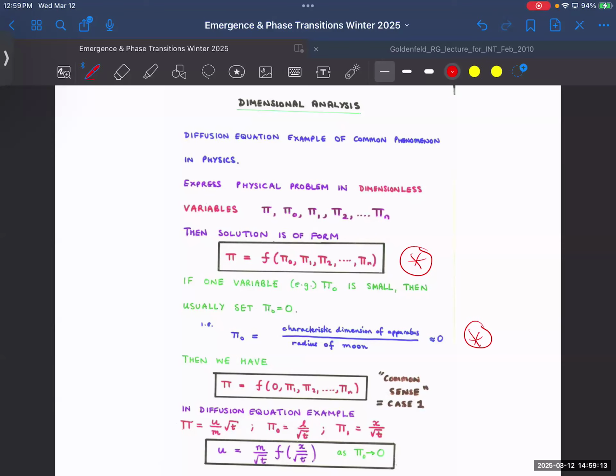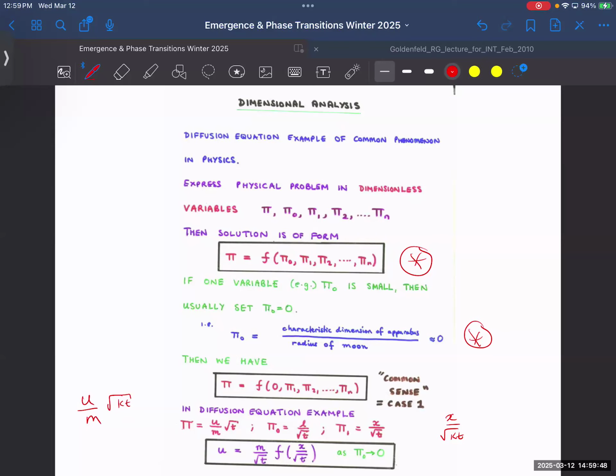So let's have a look at the diffusion equation. In the diffusion equation, I can write down the following 3 dimensionless groups. First of all, there's x over the square root of kappa t. So you think of kappa being in there. I've got another length scale, which is the width of the initial condition, that's L. So I can also write down pi 0, L over the square root of kappa t. And then lastly, if I take u over the mass of the initial condition times the square root of kappa t, that is also dimensionless.